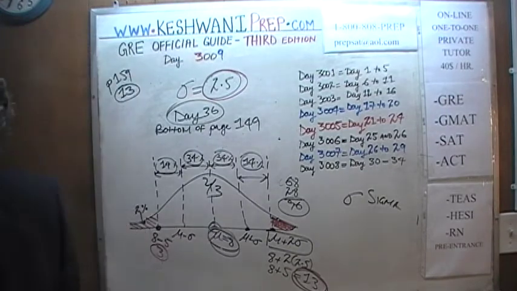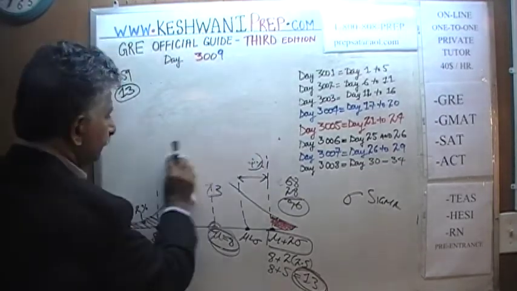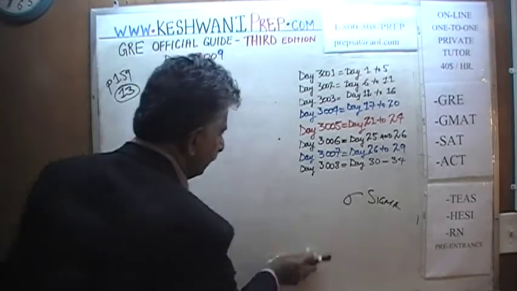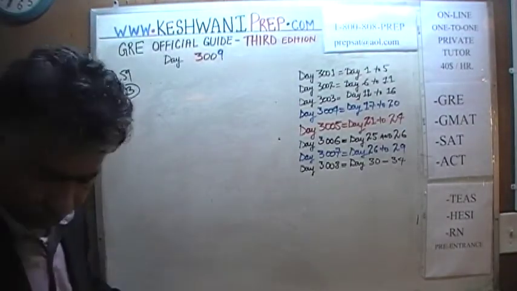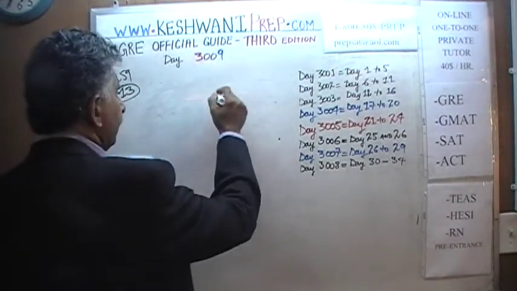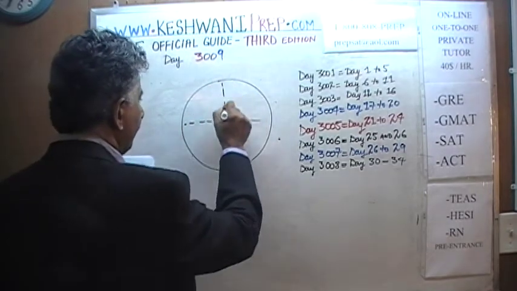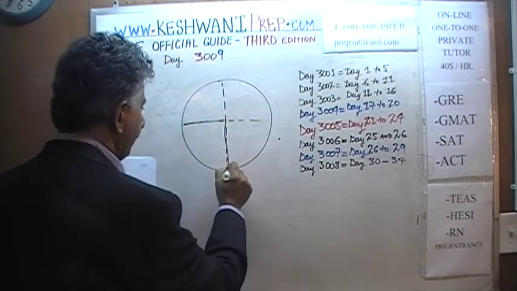Let's move on. Problem number 14. You need the room. We are given a distribution that looks something like this. Let's break it up into four parts first. There we go.